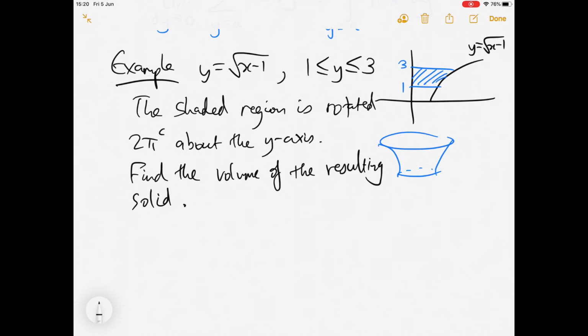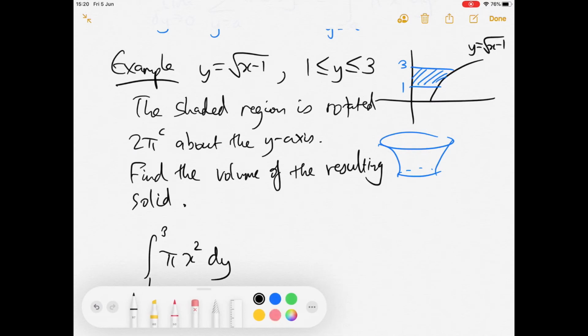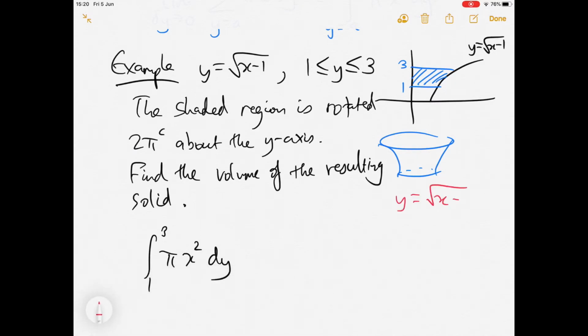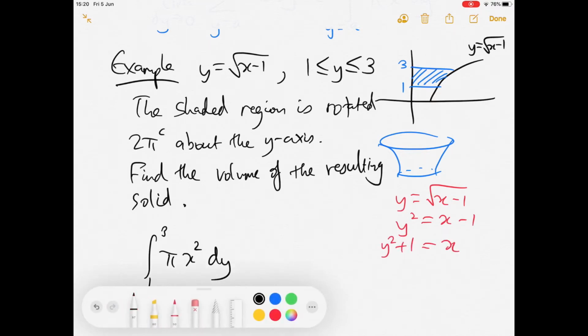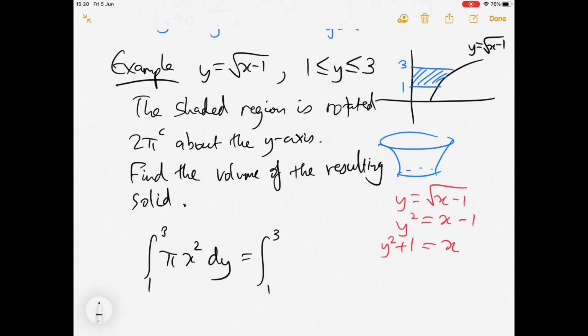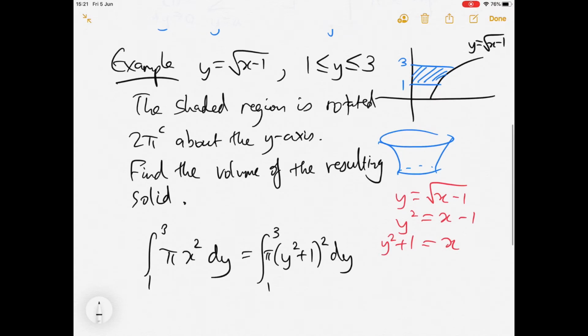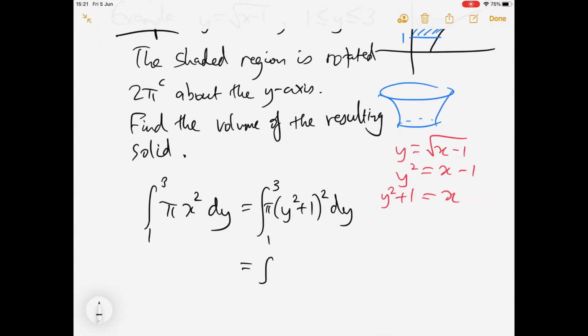Okay, so we're going to do the integral from 1 to 3 of pi x squared dy. But what is x? Well, we need to rearrange to find x. So if we've got y is root x minus 1, y squared is x minus 1, so x is y squared plus 1. So this integral is the integral from 1 to 3 of pi times (y squared plus 1) squared dy, which is the integral of pi (y to the 4 plus 2y squared plus 1) dy.